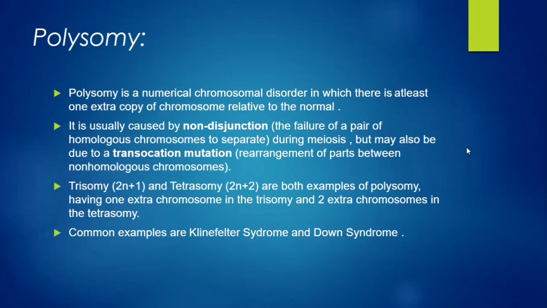As described before, trisomy and tetrasomy both are examples of polysomy, having one extra chromosome in trisomy and 2 extra chromosomes in tetrasomy. Common examples of polysomy are Klinefelter syndrome and Down syndrome.